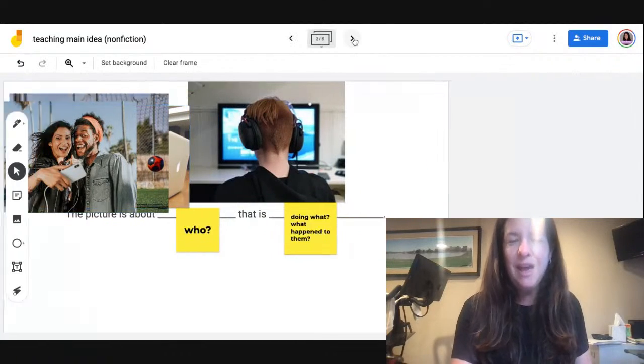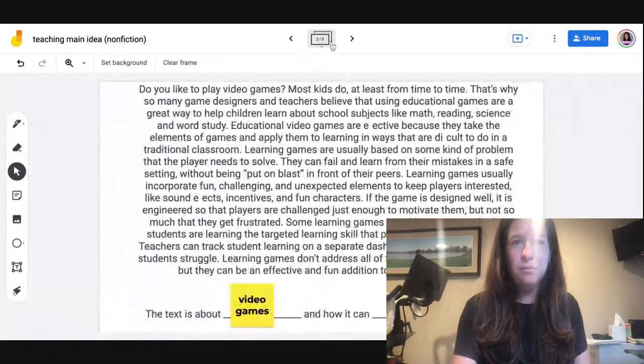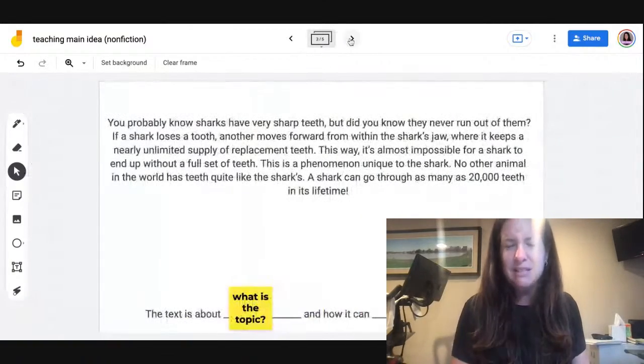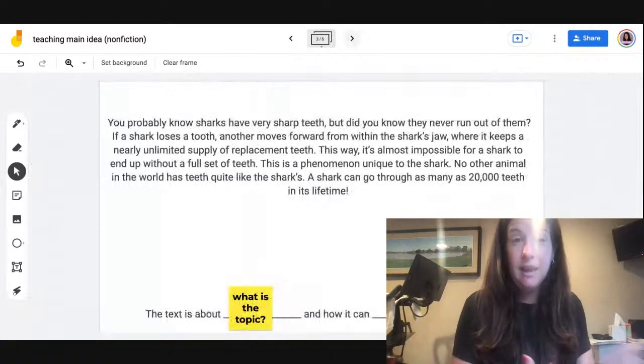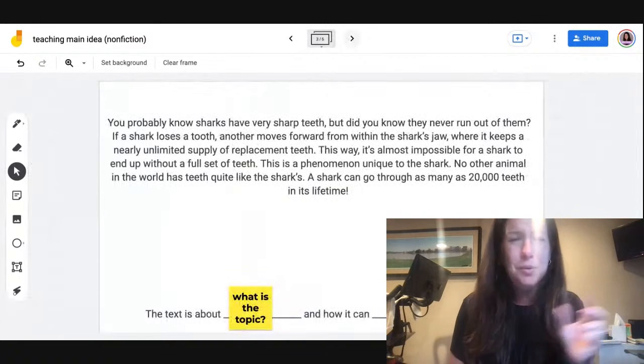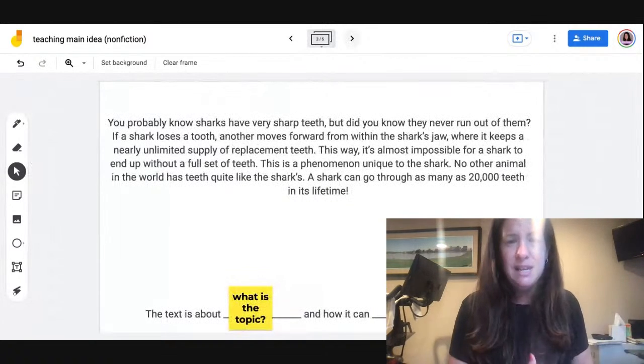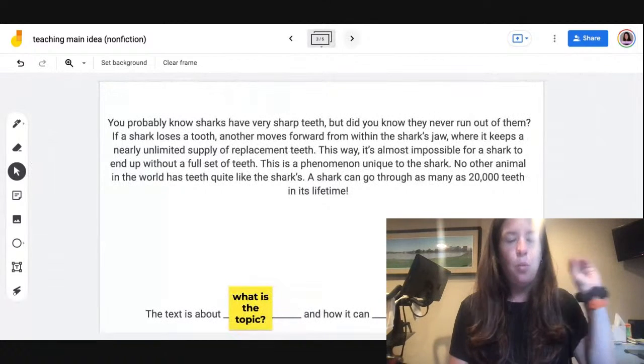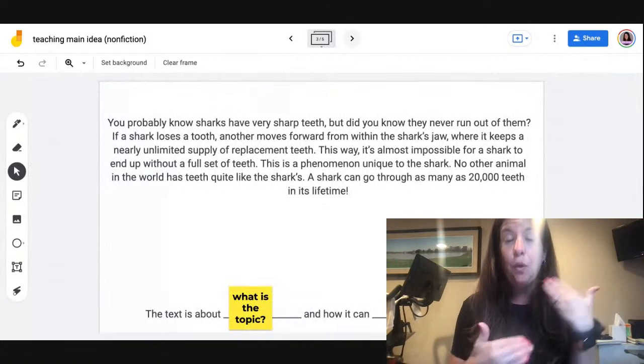And once they master that and can do it on their own, then you can move to a passage. This is actually a simpler passage, and this one is a nonfiction one. I copied and pasted this from another activity. And again, here's a sentence strip. What's the topic? What word is being heard over and over again?